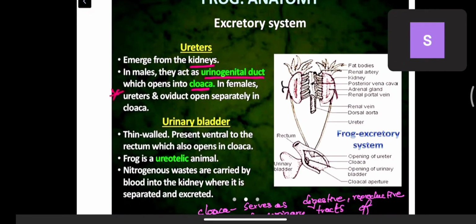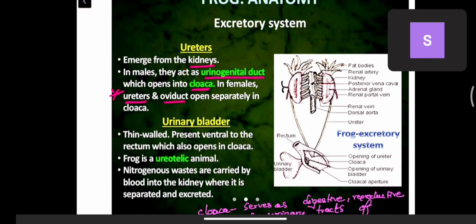But in females, this is one important point. Even in human beings, the same concept is happening. In females, ureters and oviducts open separately in the cloaca. In the case of males, the same ureters function as urinogenital ducts. But in the case of female frogs, the ureter tube is different and the oviducts are different, and both of them open into the cloaca.